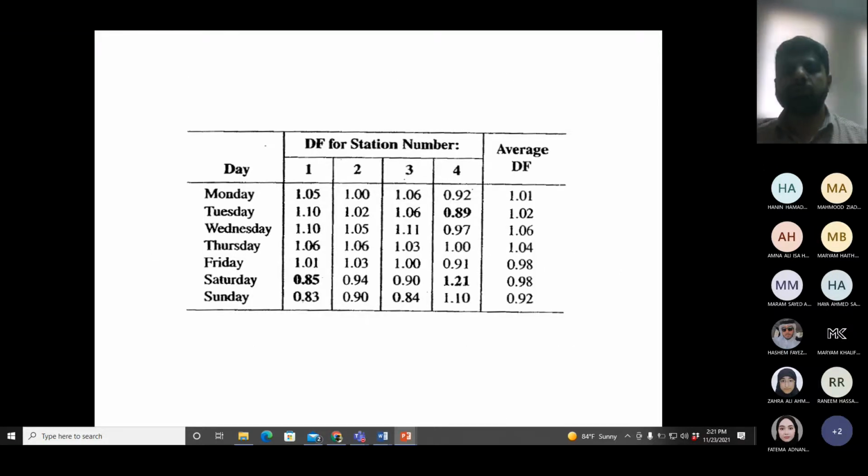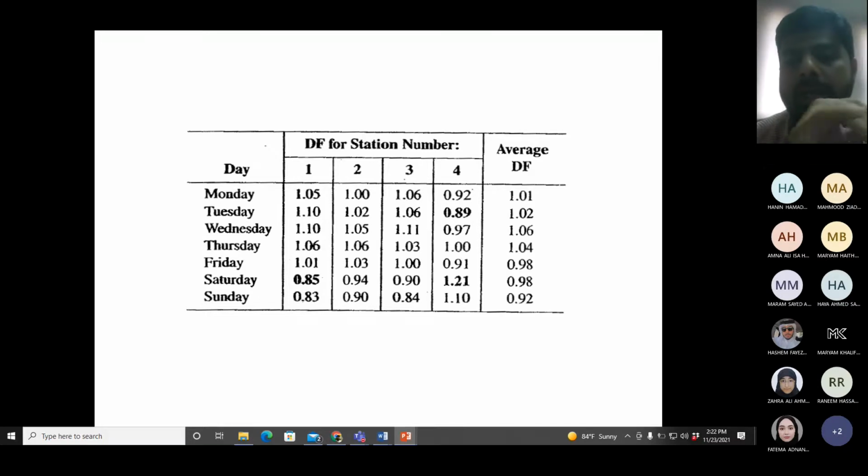Let me show it to you with an example. You see the daily adjustment factors are given for each day of the week for 4 coverage control count locations, numbered as 1, 2, 3, 4. For each location, you see the set of 7 factors. In the last column, they have calculated the average as well. So you see the average factor for Monday is 1.01, for Tuesday is 1.02, Wednesday is 1.06, and so on. Now let us apply the criteria and see if the merging for these 4 stations is permissible or not.